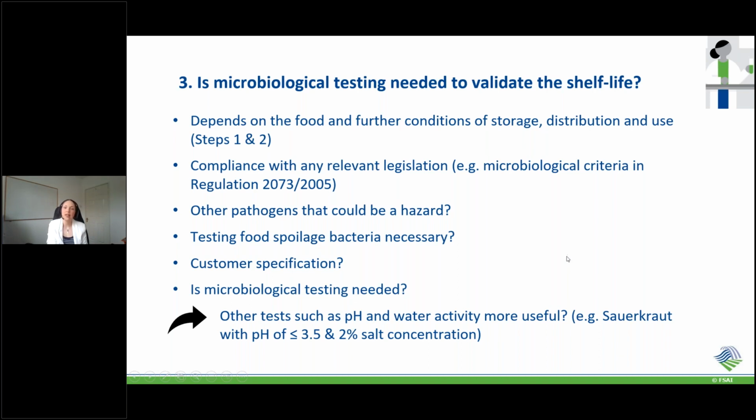So for example, if you're producing a fermented plant-based product such as sauerkraut, we know it has a very low pH of less than 3.5 and it has a high salt concentration. Any bacteria that's present will not grow and survive at those low pHs. So it's probably a better use of your time and money to buy a pH meter and monitor the pH of every batch of sauerkraut that you produce, rather than getting microbiological testing carried out.